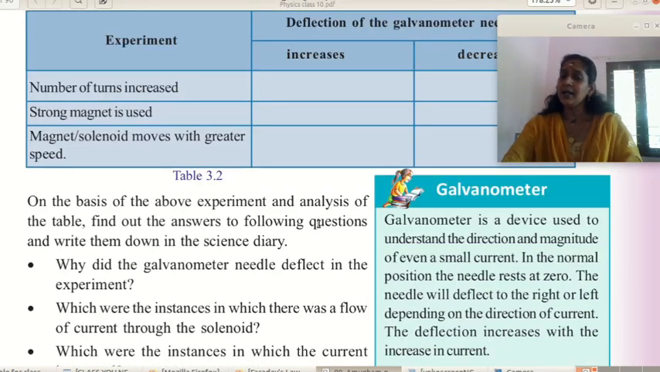On the basis of the above experiment and analysis of the table, find out the answer to the following questions and write them down in your science fair. About it, we can study in the next class. Okay, thank you.